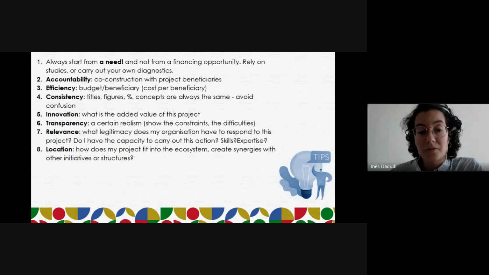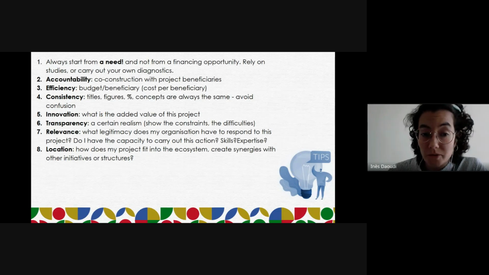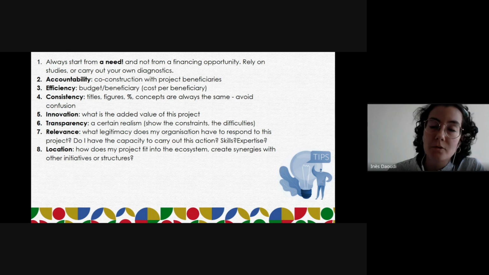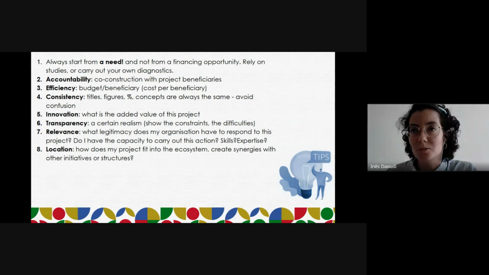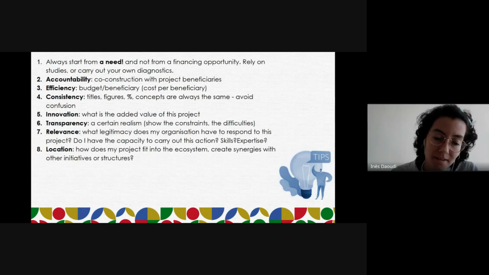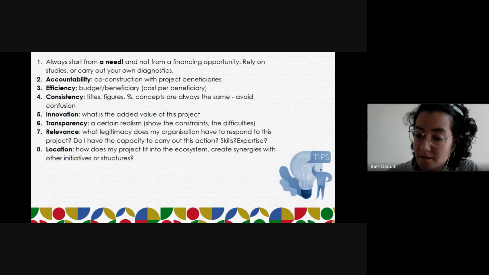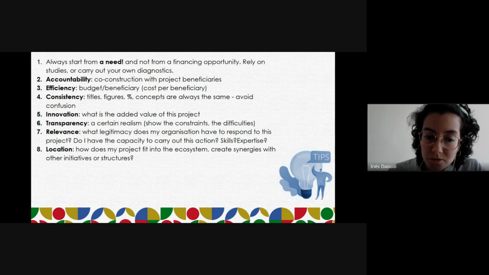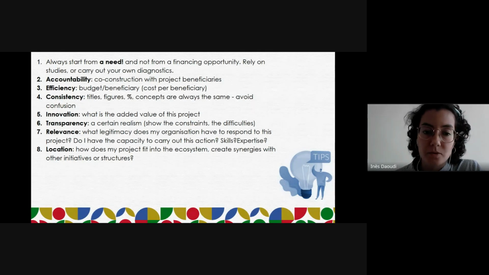So let's start with number 1. Always start from a need. That's what I said earlier in the presentation, and not from a financing opportunity, because then they will see it anyway. Of course, you will have to reach what they want you to do. But it is first very important to start from a need, to rely on studies or carry out your own diagnostics.